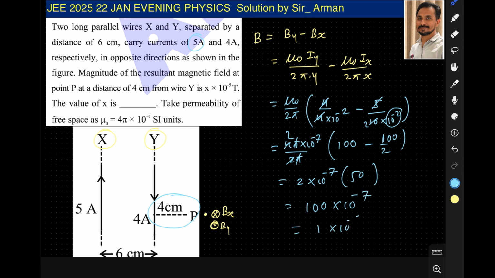So this can be written as 1 × 10⁻⁵. So the value of x is 1, right? If you compare with this term, then the value of x is equals to 1.